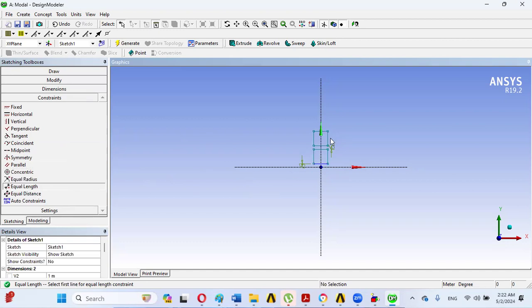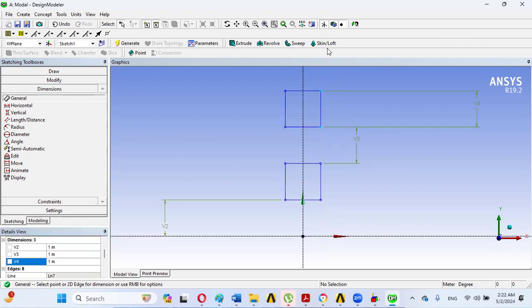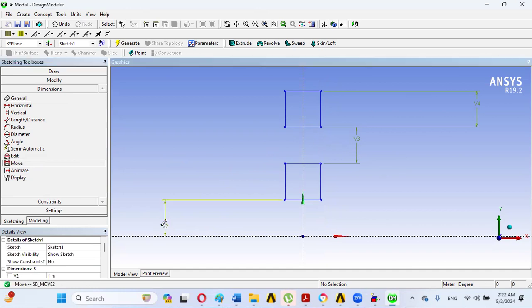Furthermore, we can constrain one side; for example, we can make this side length 1 meter, which is sufficient for a unit mass. In this way, two masses have been created. We can further move the dimensions a bit closer so that a better view is shown.